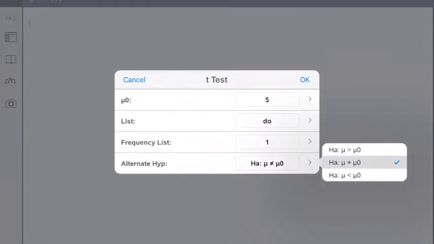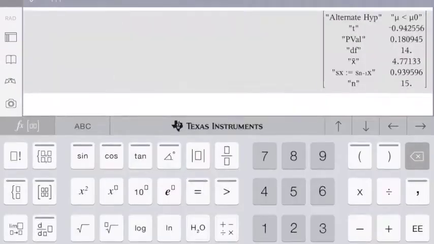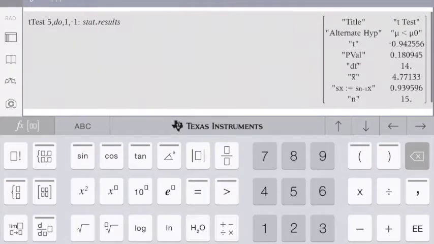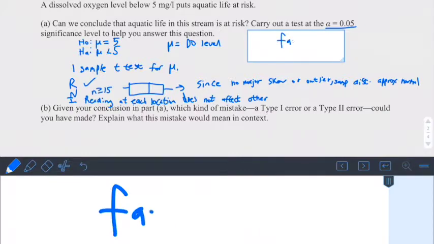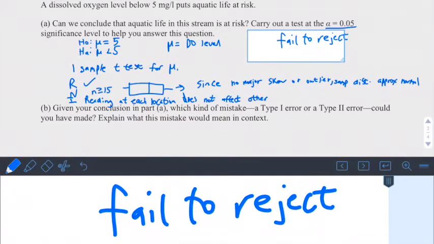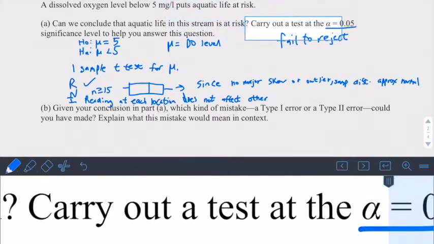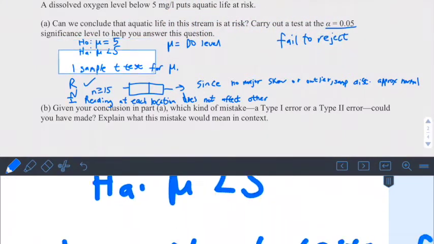And our alternative is that mu is lower. So there we go. That's a pretty high p-value. So it looks like we had evidence to show that our DO level was a little low, but clearly there's not enough evidence. So we would need to write down our t, our p-value. I don't have the space for that right now. Basically, everything in this box needs to be written down somewhere when you do this, and I give you enough space. So we fail to reject. So it looks like the aquatic life is not at risk because we did not conclude our alternative hypothesis.